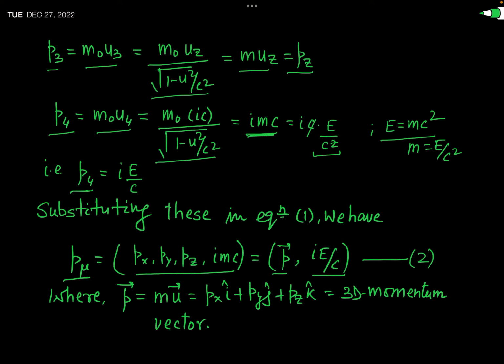Actually, what is this vector P? This is mass times velocity vector u in 3D space. Remember, this vector u is the velocity vector in 3D space. And this can be expressed as Px i plus Py j plus Pz k, or mux i plus muy j plus muz k. So in this way we have obtained all the four components of this momentum 4 vector.